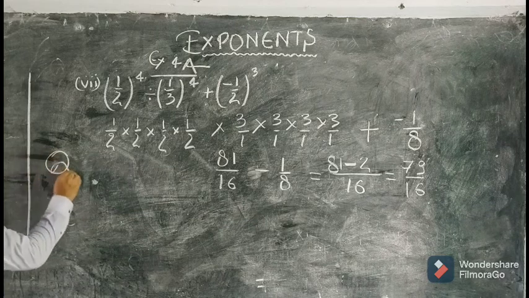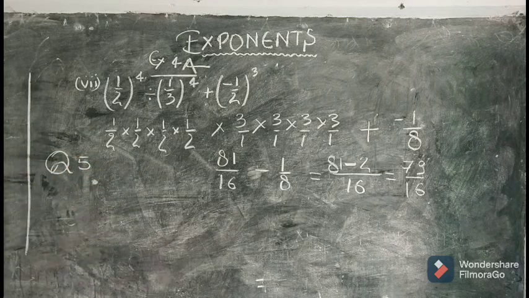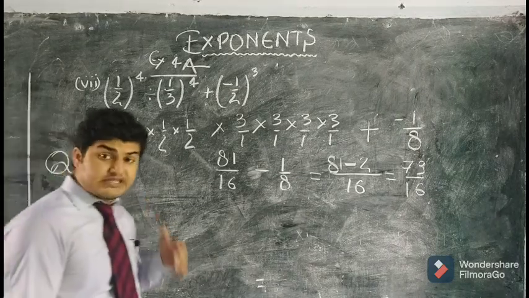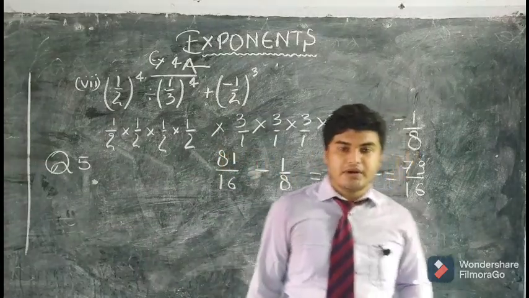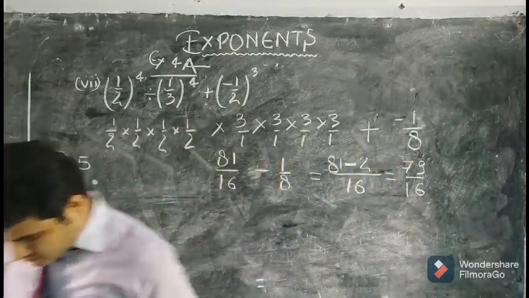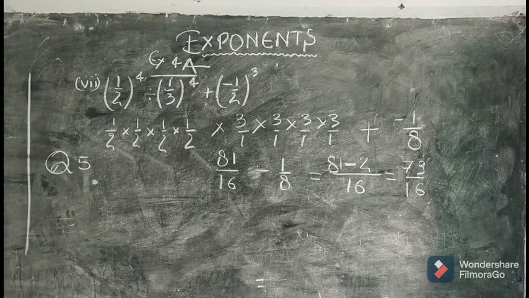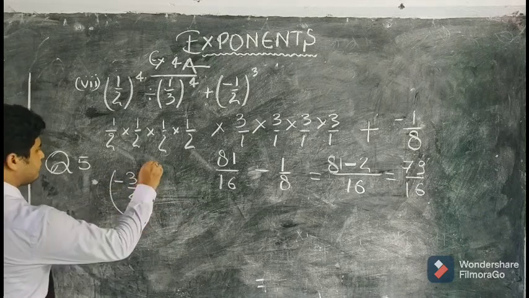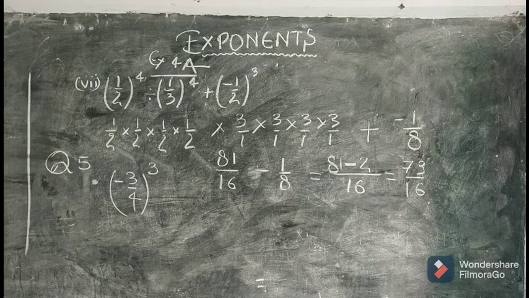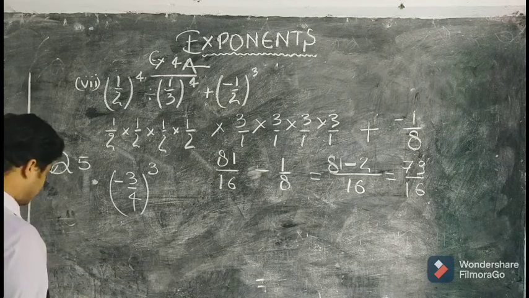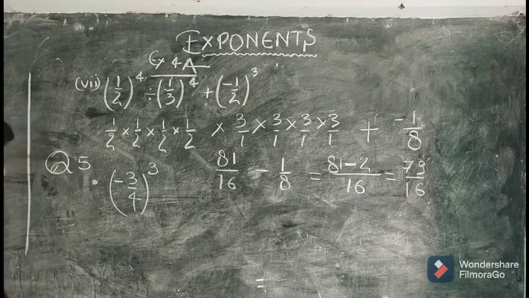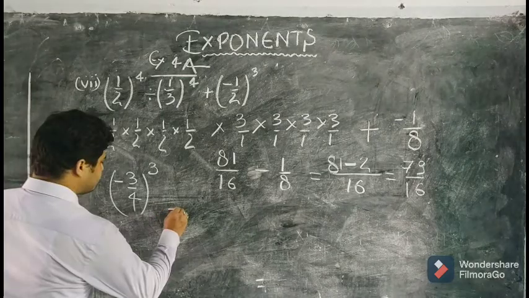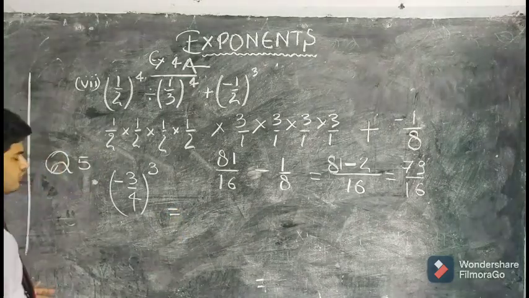Then comes question number 5, which is a very easy question. In this you have to find the reciprocal. You all are well aware of what reciprocal is: the numerator becomes the denominator and the denominator becomes the numerator. Likewise, it is saying minus 3 by 4 cube. The power 3 is called a cube. Now you need not solve it and give your answer in rational form. You can give your answer in exponent form only, because it is asking just for the reciprocal.